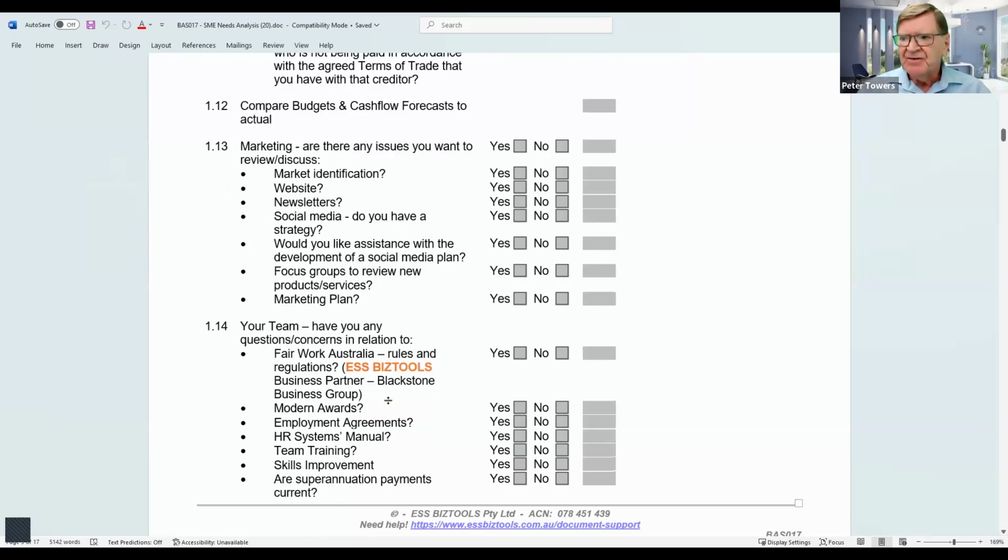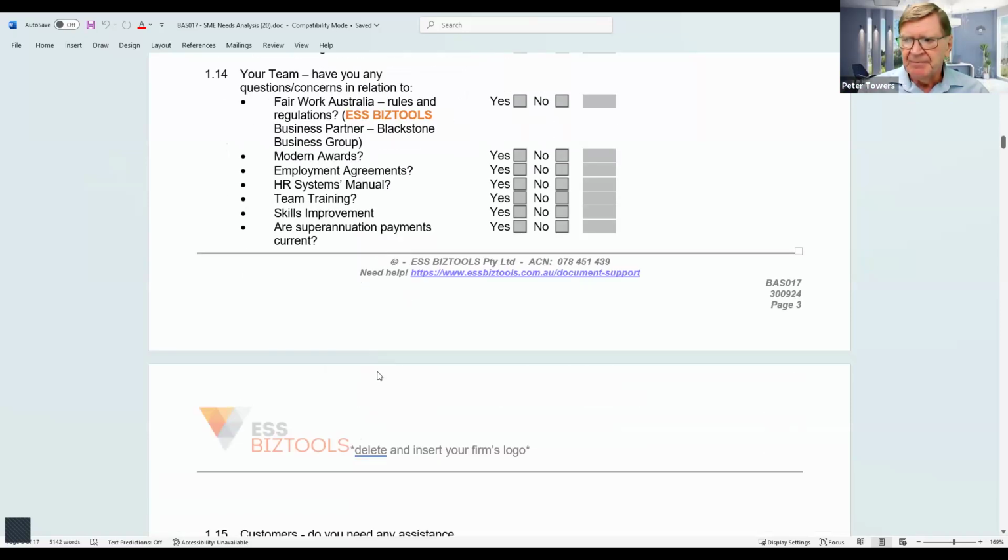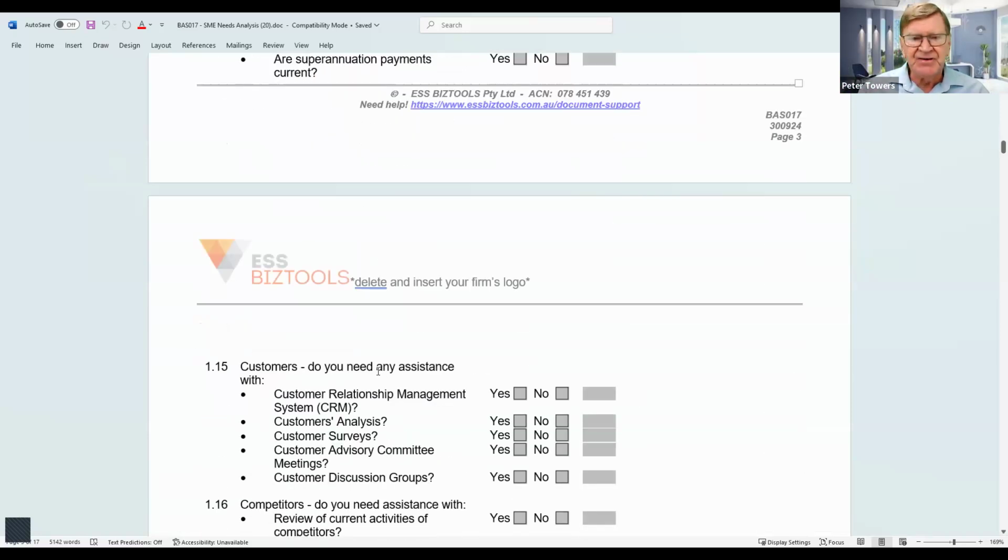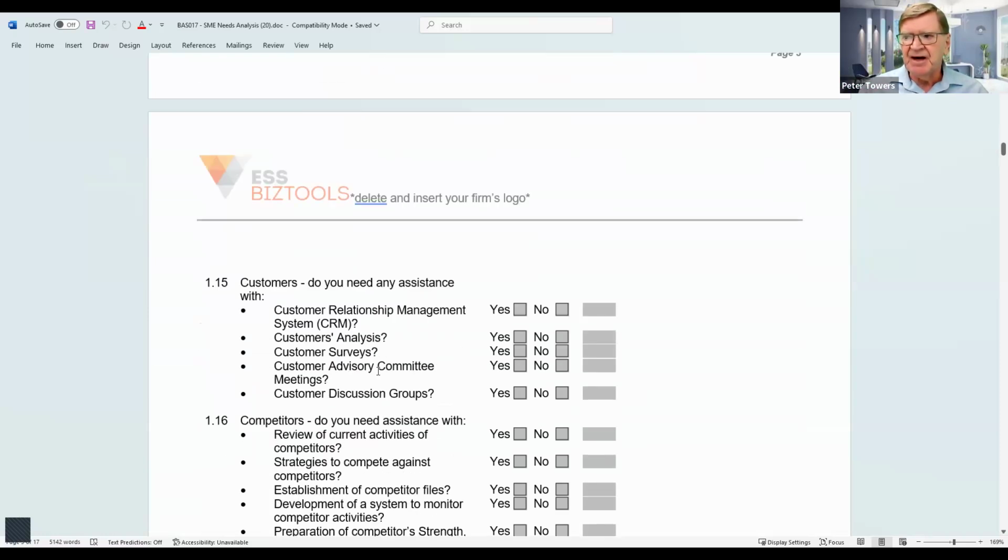How are they going with some of the matters to do with the team? Fair Work Australia rules, modern awards, employment agreements, those types of things. And again, this might not be an area of your expertise, but once you identify there's an issue, there's a concern, you could refer your client on to another firm of advisors that give expert advice in this area.